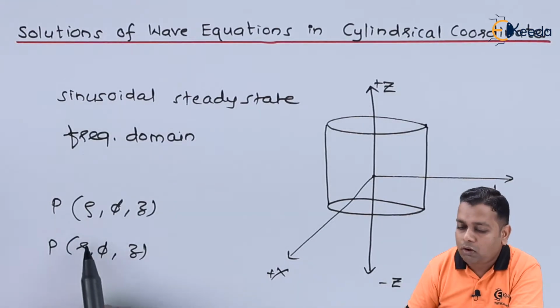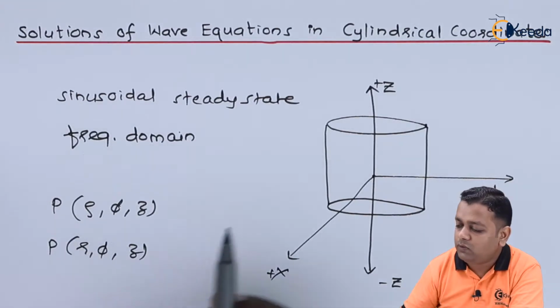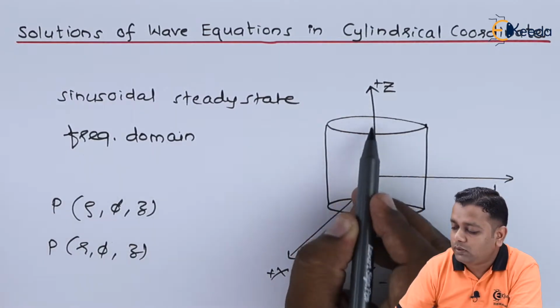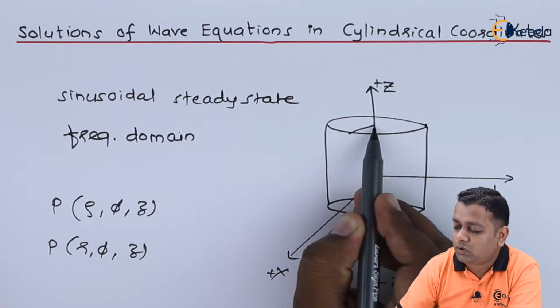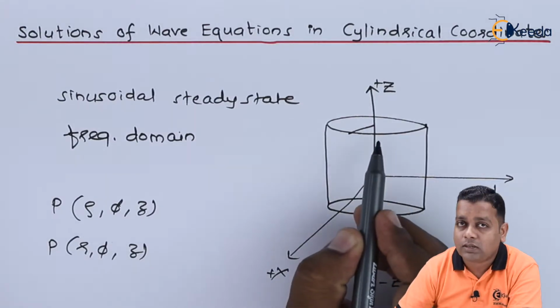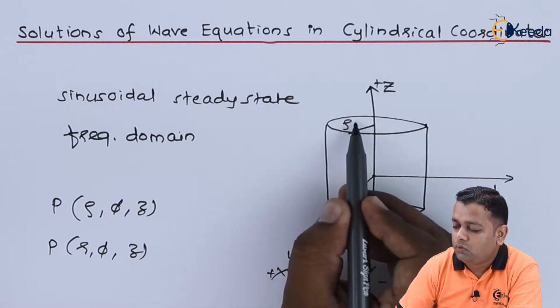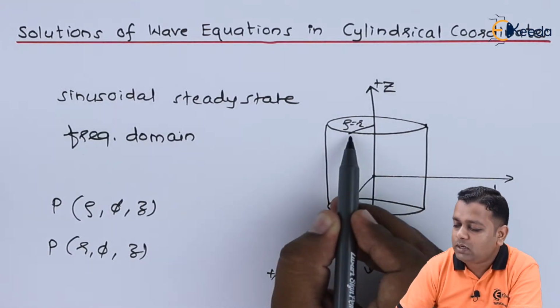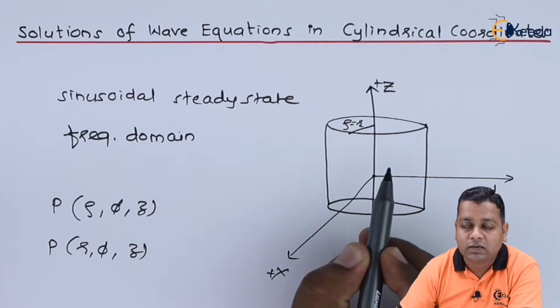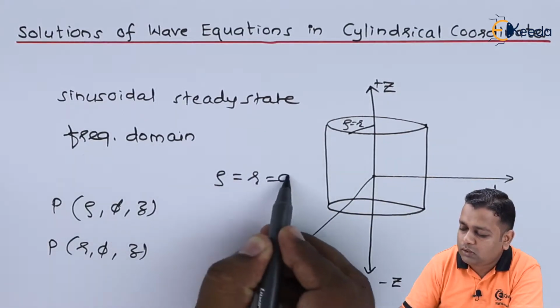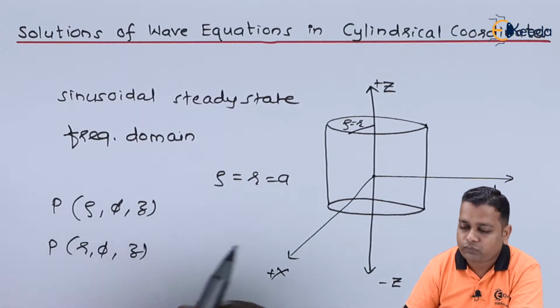So rho or r denotes the radius value. It is the distance of the point from the z axis. If the point is at the center, rho or r is equal to 0. So this denotes rho or r, and when it is fixed to the cylindrical shape here, we generally take rho or r to be the value small a.